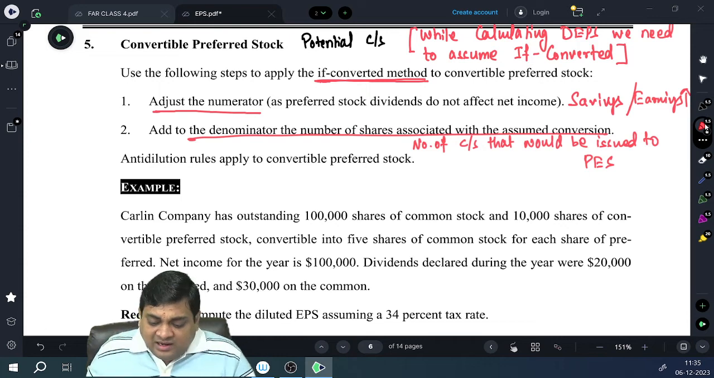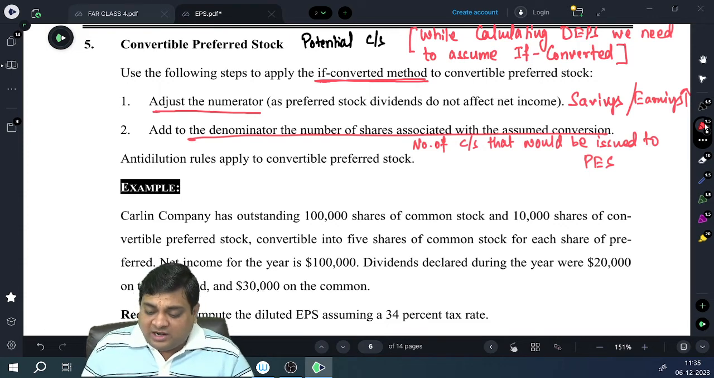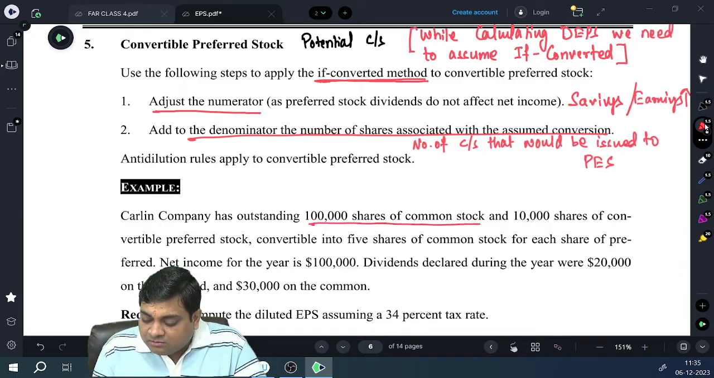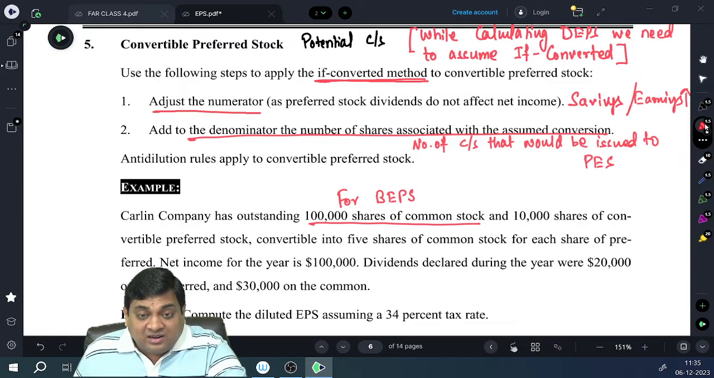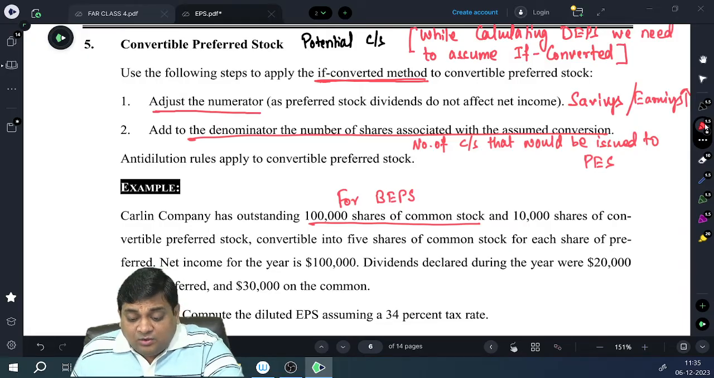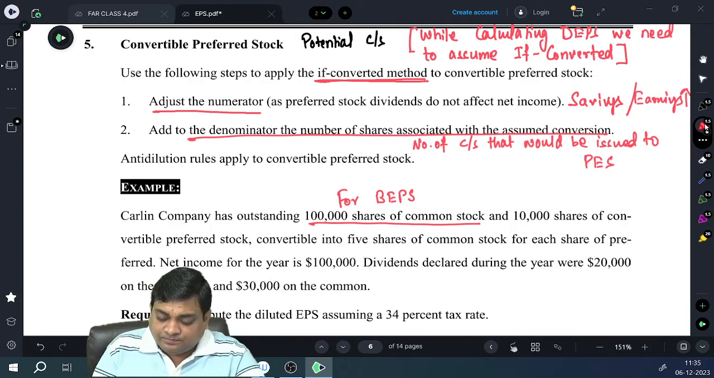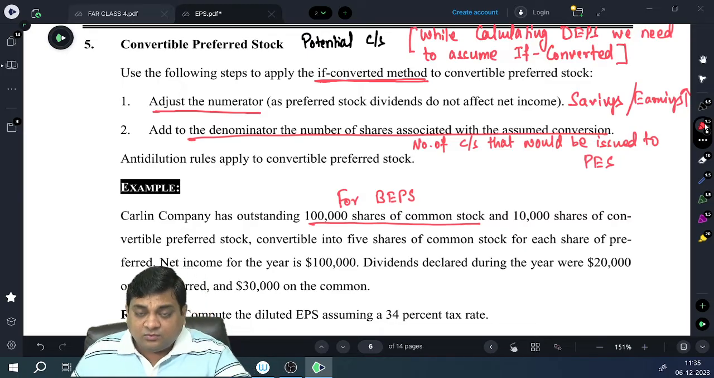Carlin company has outstanding 1 lakh shares of common stock. This is already outstanding, so this will be considered for BEPS. And 10,000 shares of convertible preferred stock, convertible into 5 shares of common stock for each share of preferred. Net income for the year is $1 lakh. Dividend declared during the year was 20,000 on the preferred and 30,000 on the common. Compute the diluted earning per share assuming a 34% tax rate.